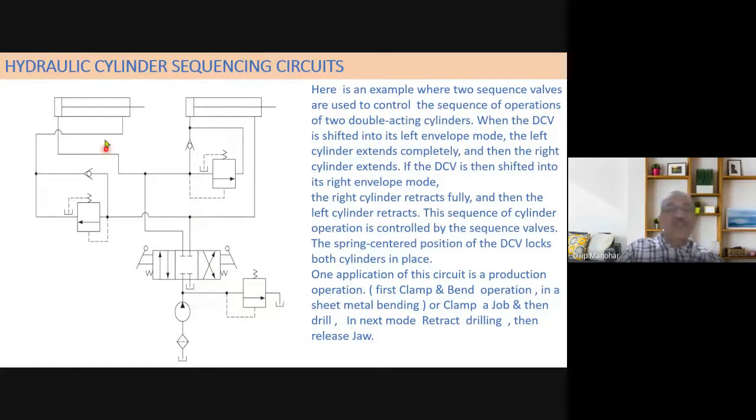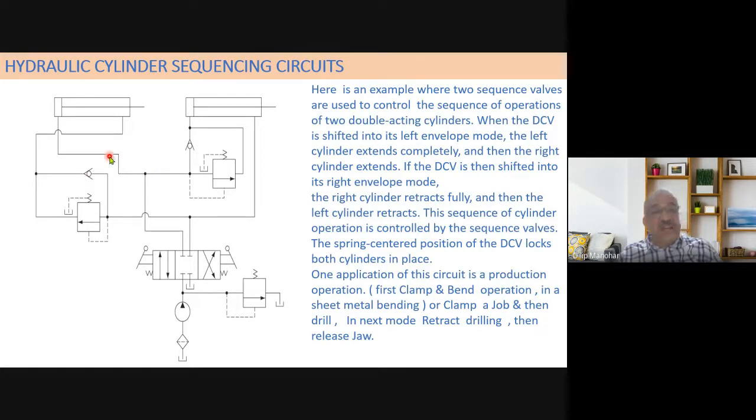Okay, so I'll repeat the procedure. This left envelope is giving the pump flow to cylinder A. The return fluid goes to actuate the sequence valve. This sequence valve will dump to the tank because it is now connected to the tank. Then what will happen? The next cycle has to take place. The sequence will be automatic, and this will energize now.